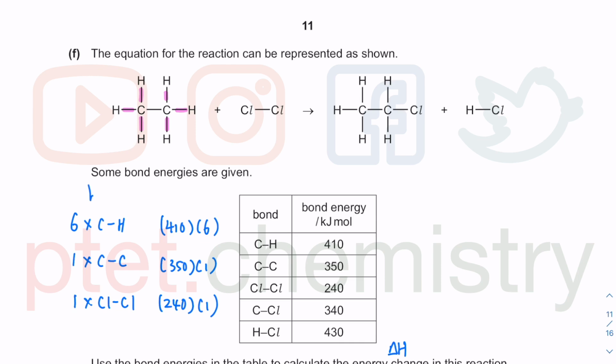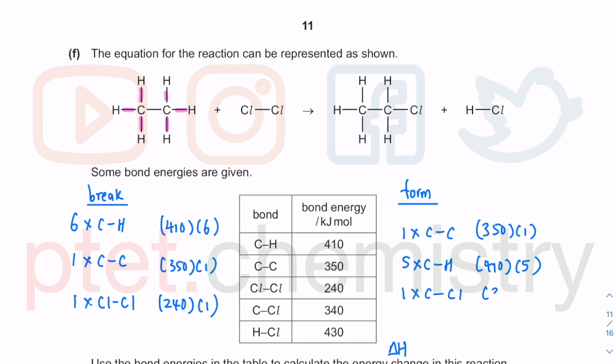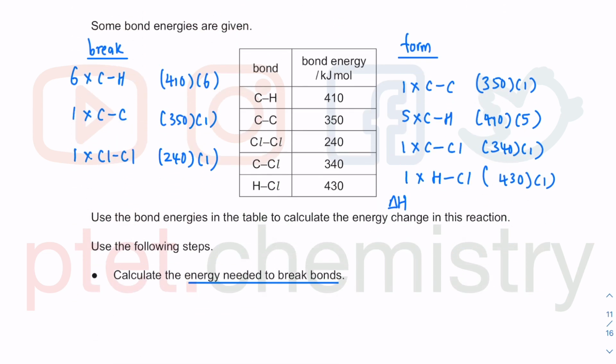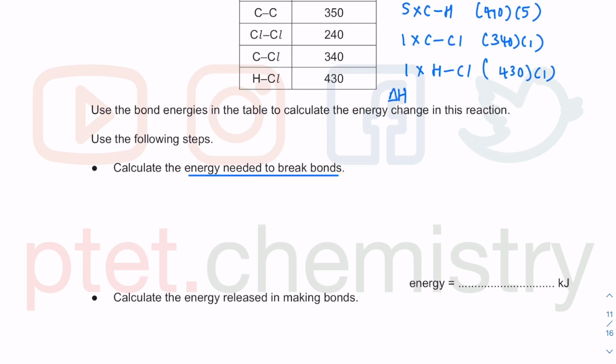Now what else do we form? So that is what we break. And what we are going to form will be everything on the right hand side. So we can see that we're reforming the CC. So 1 times CC, and that is just 350 multiplied by 1. And we have 1, 2, 3, 4, 5 of the CH, so 410 multiplied by 5. What else do we have? We have a CCl and a HCl. So 1 times CCl, that's 340 multiplied by 1, and 1 times HCl, that is just 430 multiplied by 1.